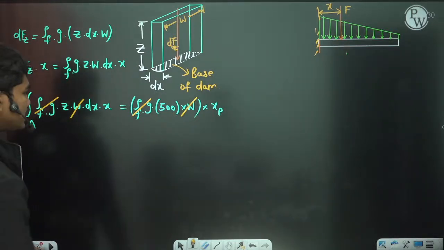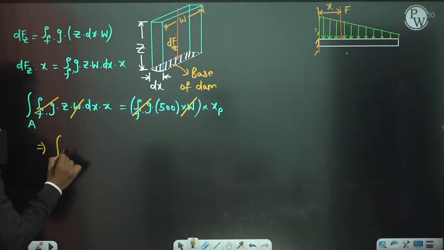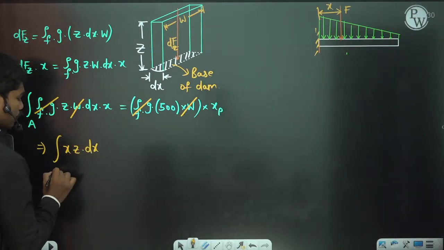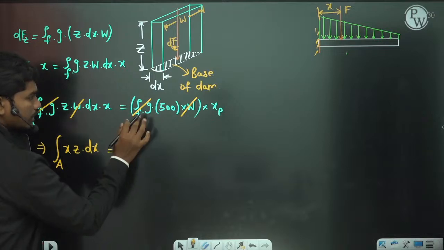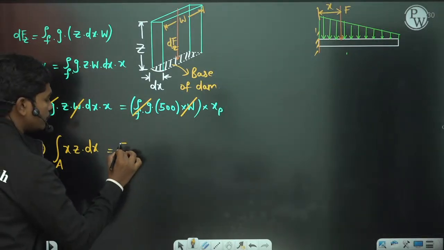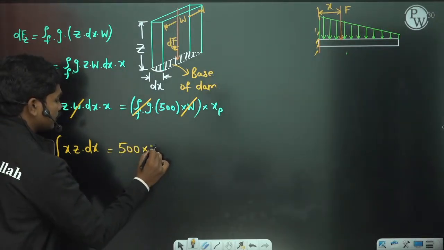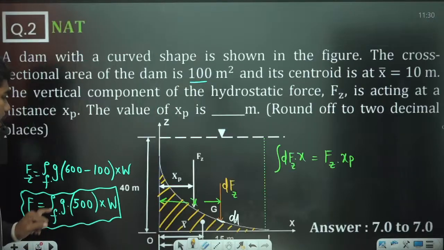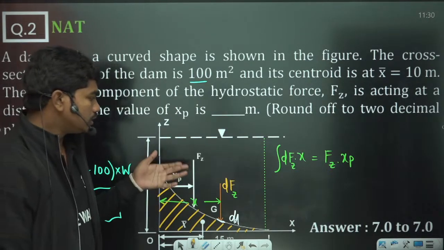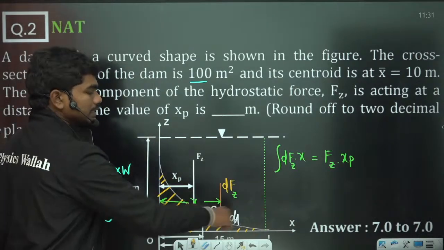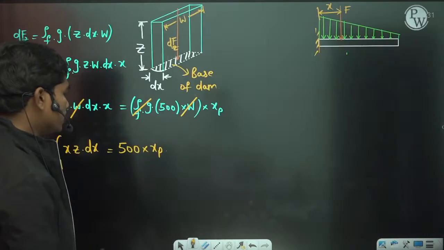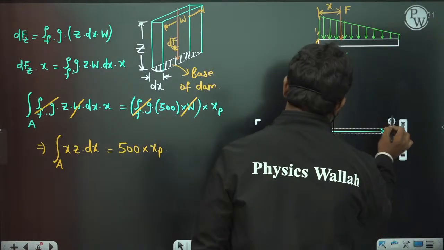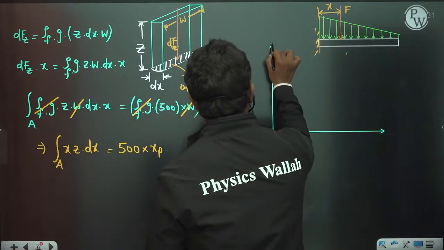So now what you are left with is the integration of xz dx over the complete surface A, since the width got cancelled anyhow. If the width gets cancelled, we have 500 into xp, correct? So this is 500 into xp. Now who tells you the value of this integral xz dx? Since width got cancelled, let us take this as a 2D graph, for example. If you see carefully, this is a two-dimensional graph.